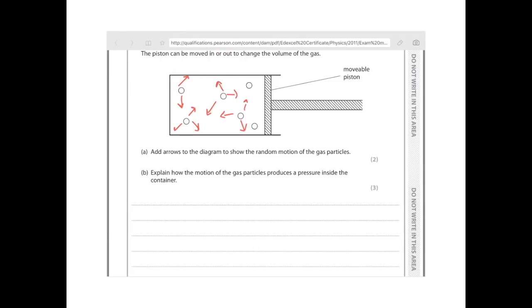Explain how the motion of the gas particles produces the pressure inside the container. This is an answer you can rote learn. So you want to first of all talk about the fact that gas particles have random motion and that they collide with the walls of the container. Then this creates a force, and then lastly states an equation, which is pressure equals force over area. And that is the easiest way in which you'll get 3 marks. I would really recommend you learn that answer off by heart.